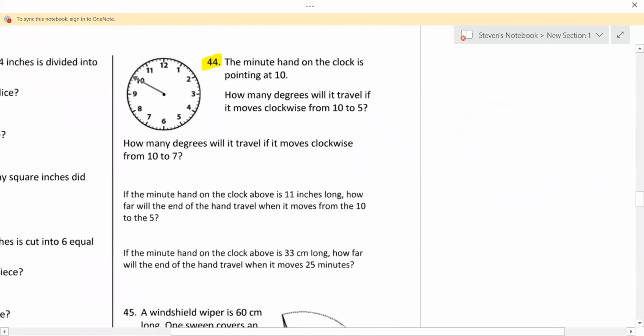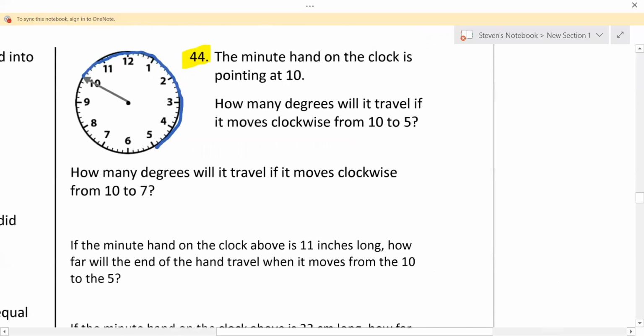44. So these are all kind of similar questions, just like the last one, just put in different terms here. Let's read this. The minute hand on the clock is pointing to 10. How many degrees will it travel if it moves clockwise from 10 to 5? Hopefully you're thinking, what's a full circle in terms of degrees? A full circle is 360 degrees, right?